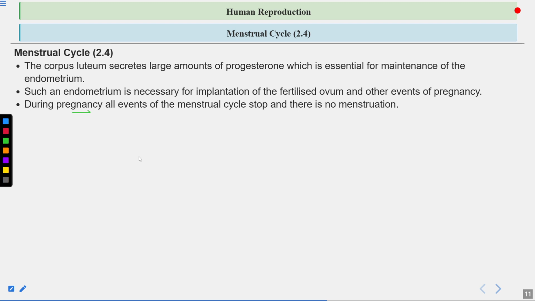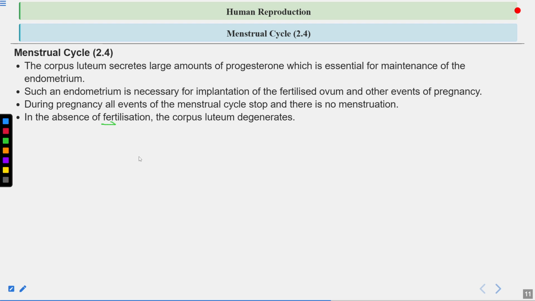Then, during pregnancy, all events of the menstrual cycle stop and there is no menstruation, because the level of progesterone is maintained. The corpus luteum will not degenerate, because the corpus luteum degenerates when there is no fertilization, when the egg is not fertilized. When the egg is fertilized, then the level of progesterone is maintained. And the endometrium thickness will be maintained, so there will be no menstruation.